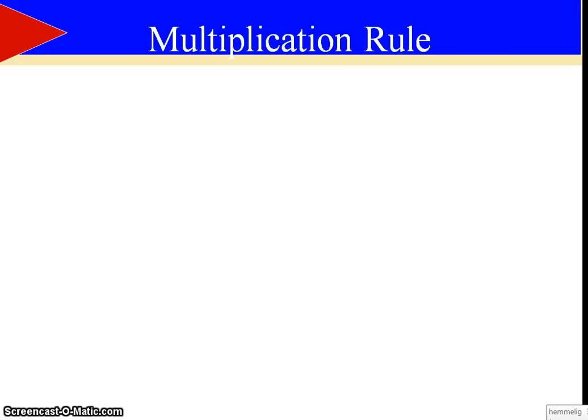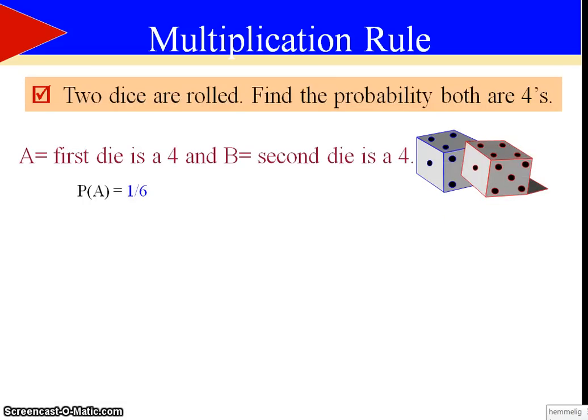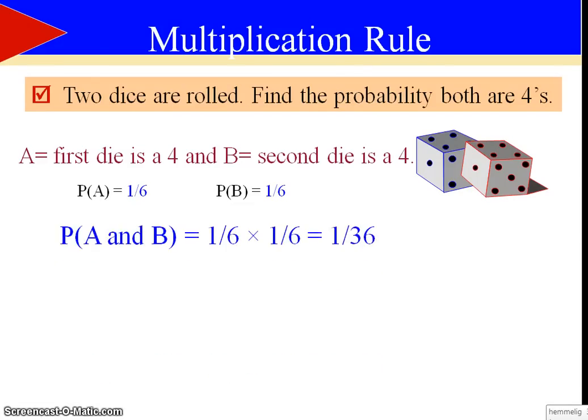Multiplication rule. 2 dice are rolled, find the probability that both are 4s. So the probability that the first die is a 4 and the probability that the second die is 4. The probability that the first die is a 4 is 1 out of 6. And the probability that the second die is a 4 is 1 out of 6. So the probability of A and B, and means multiply. Remember, and means or? Sorry.